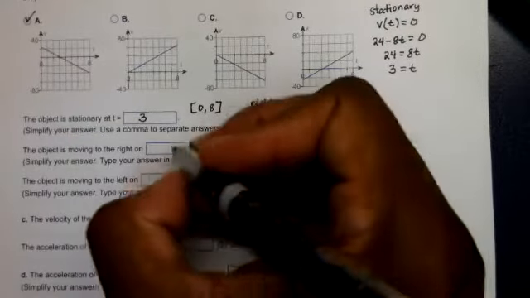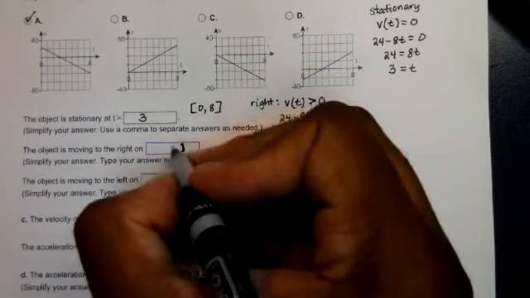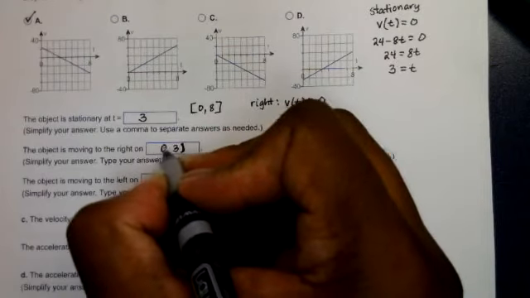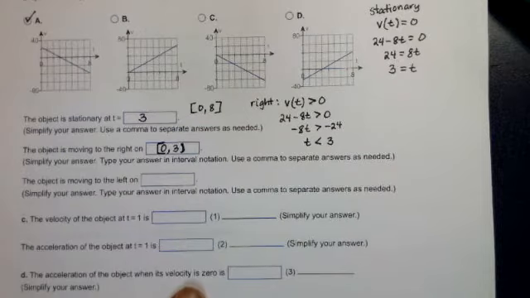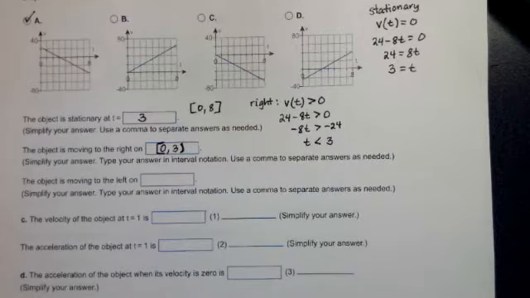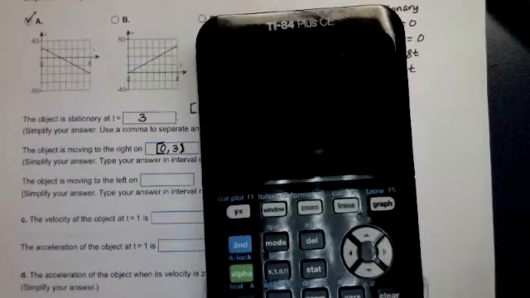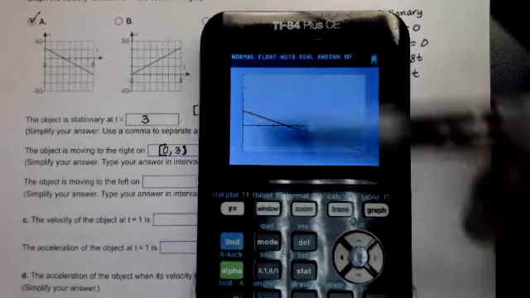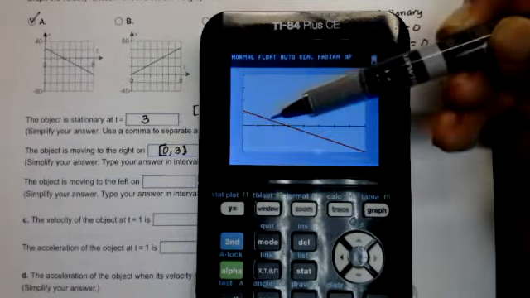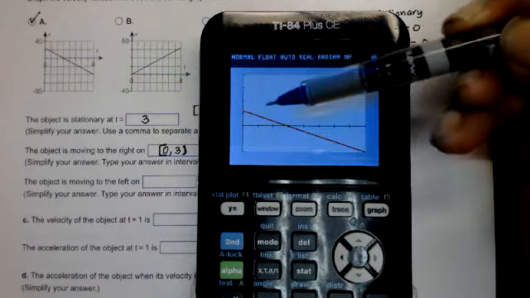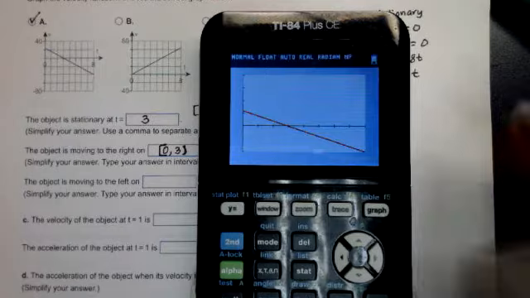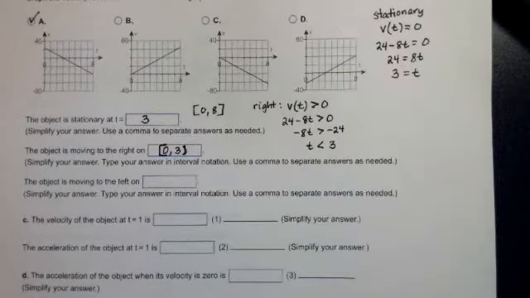3 cannot be included, so we know we need a right parenthesis there. And 0 is the least it would be, okay? So from 0 to 3, not including 3, and this will be the interval that they're looking for. That object is moving to the right. And by looking at this graph here, if I bring that up, you can see that it's going to be moving to the right because it's positive and it's above the x-axis. So from 0 up to 3, the object will be moving to the right.